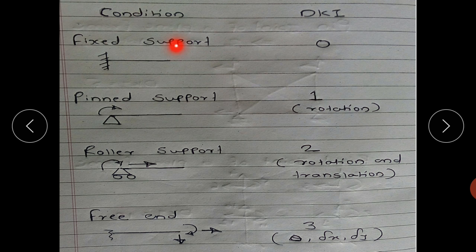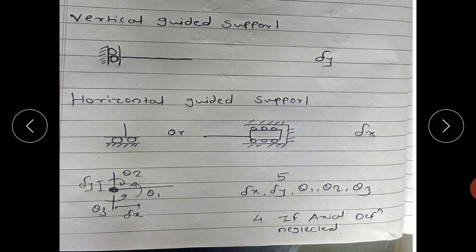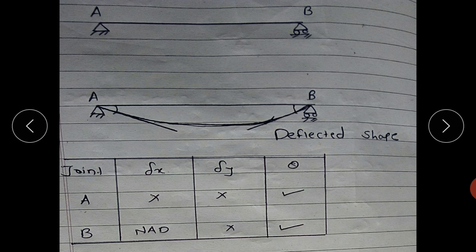For a fixed support there will not be any degree of freedom, that's why DKI is 0. At a pin support, one rotation will be there. At a roller support, rotation and delta x will be there, that is the deflection in x direction. At a free end there will be theta, delta x and delta y, so rotation and deflection in x and y directions. If a vertical guided support is there, then deflection in y direction. If a horizontal guided support is there, delta x will be the degree of freedom. At an internal hinge, if three members are there, there will be 3 rotations and 2 deflections, one in x direction and one in y direction.